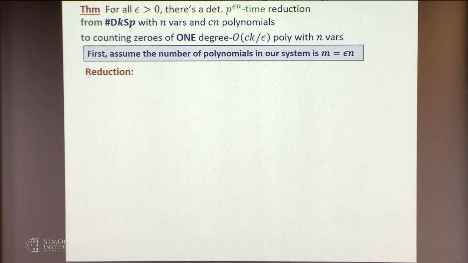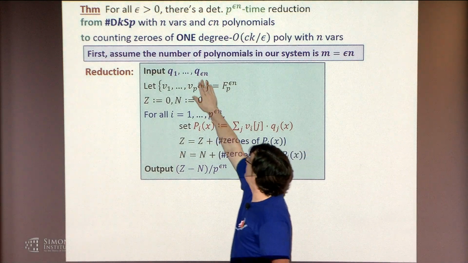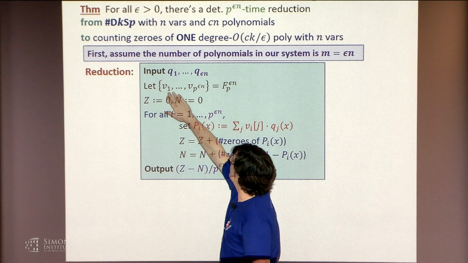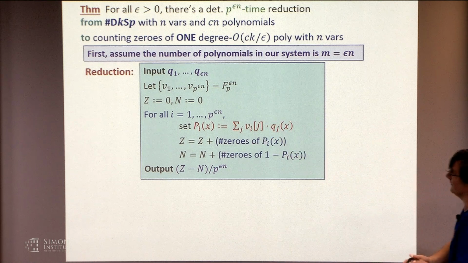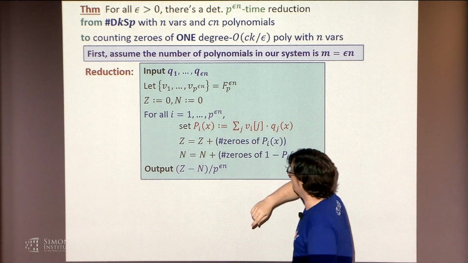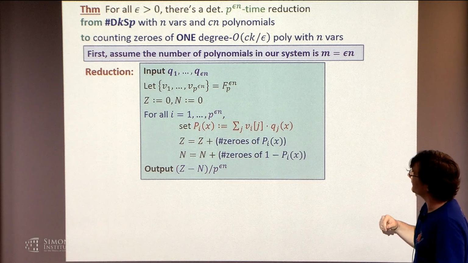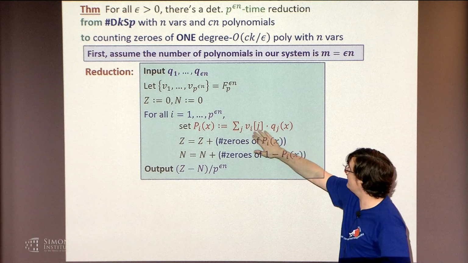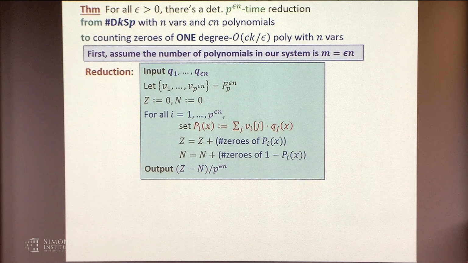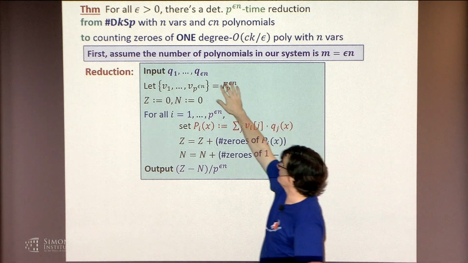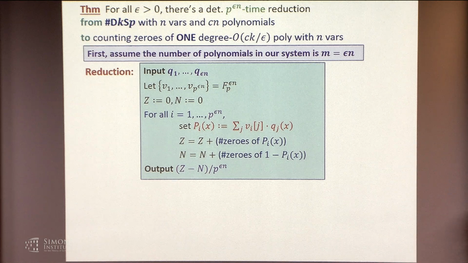So given the number of polynomials is not too many, here's our reduction. I'm giving you epsilon n polynomials. Let v1 through v_{p^(epsilon n)} be an enumeration of all vectors of length epsilon n. I have two counters initialized to 0. I go through all the possible vectors in this set and form a linear combination of the ith vector with these polynomials. So I take all possible linear combinations of the system of polynomials I've got. The vectors are of length epsilon n, so this is just the inner product. I'm forming this polynomial.